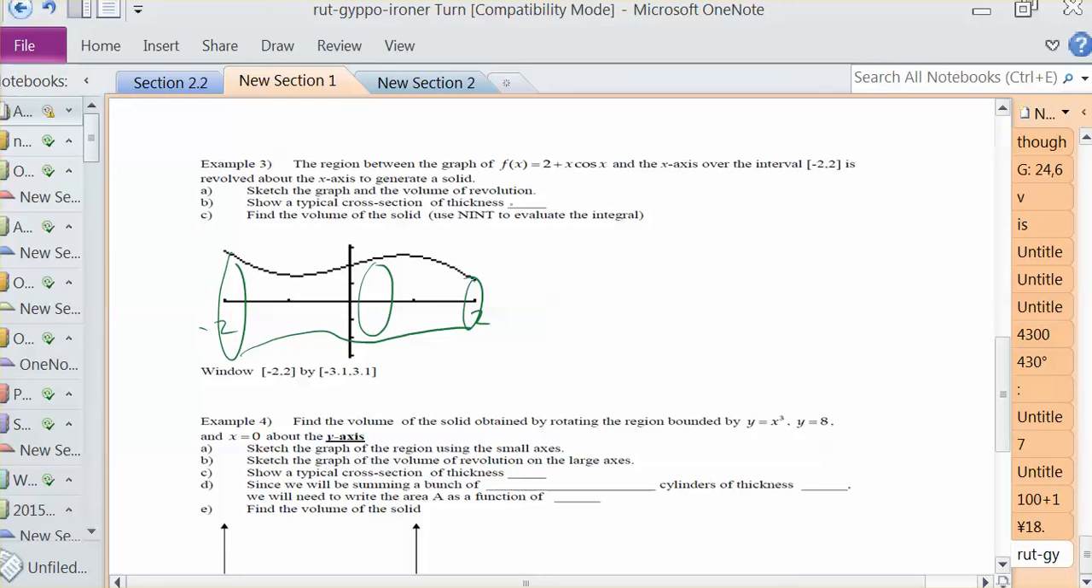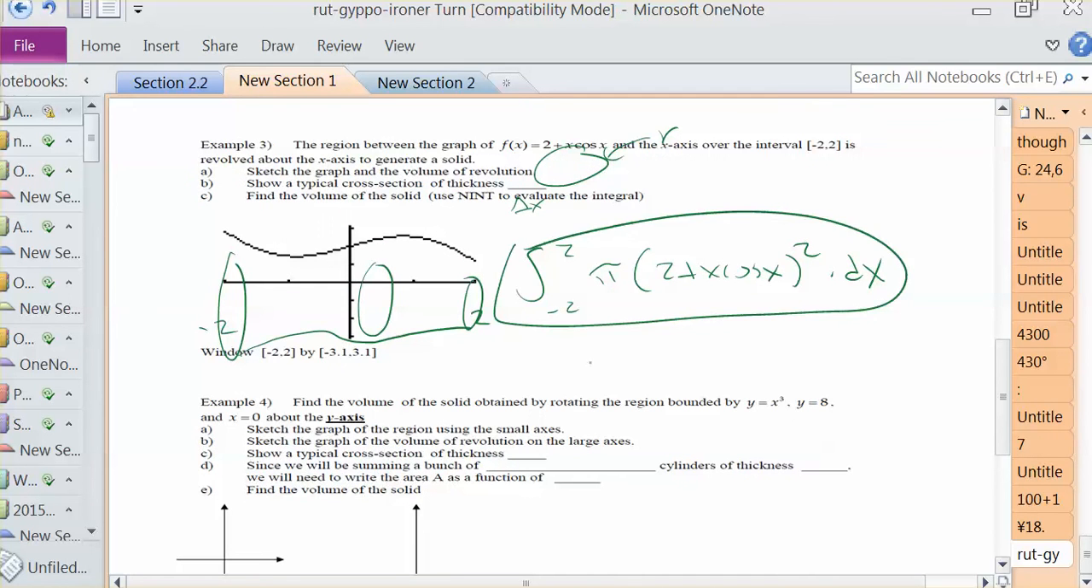Our cross-section uses a thickness of delta x. The volume of the solid is simply going to be the integral from -2 to 2, and our radius is just really what we see for y here. So it's going to be pi times (2 plus x cos x) squared dx. So we can generalize that our volume is simply going to be the integral from a to b of pi times f of x squared dx.